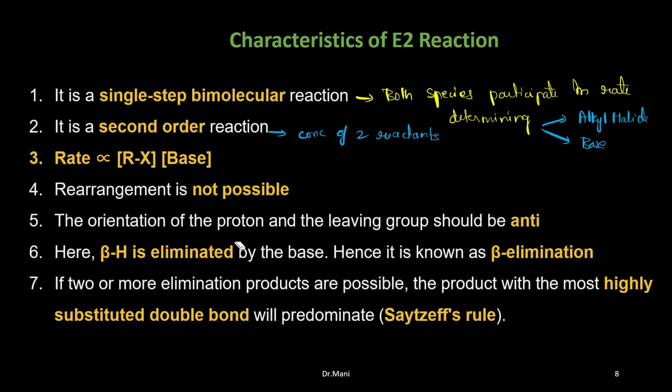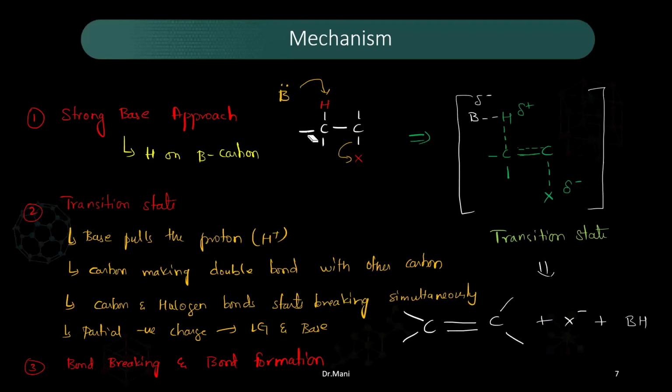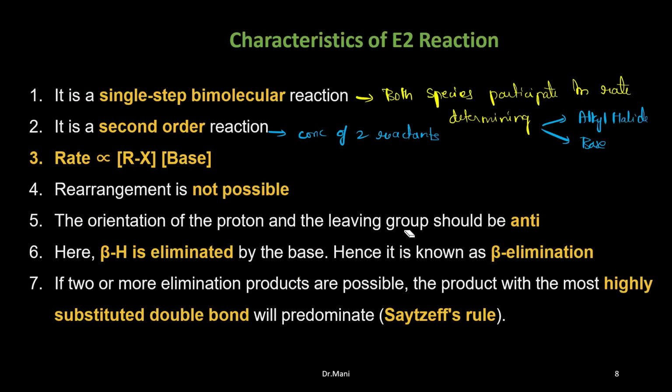The other one is that the orientation of the proton and the leaving group should be anti. We saw here that the leaving group is in one direction and the base attacking is from the other direction. So the orientation of the proton and the leaving group should be anti.